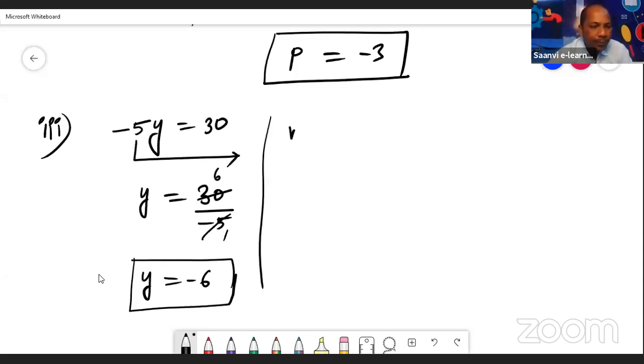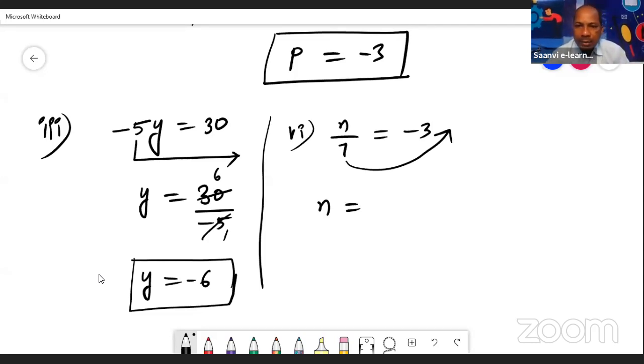Sixth question is given n by 7 is equal to minus 3. Here n is the variable, so this value we have to find out. To find this value, now we have to send this 7 this side. Observe this: here 7 is dividing n. So when this division quantity is sent this side, it becomes a multiplication quantity.